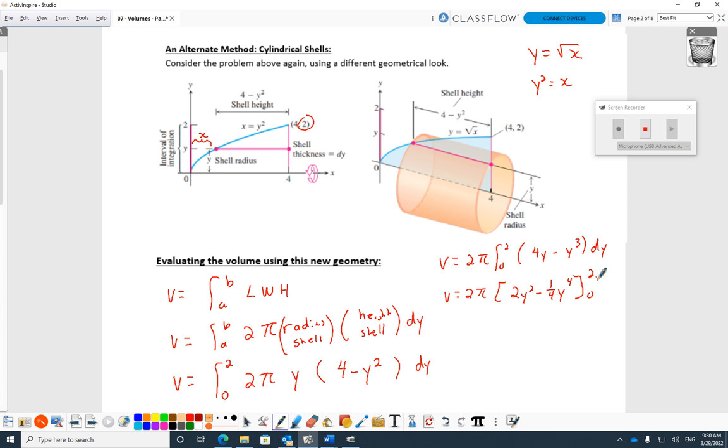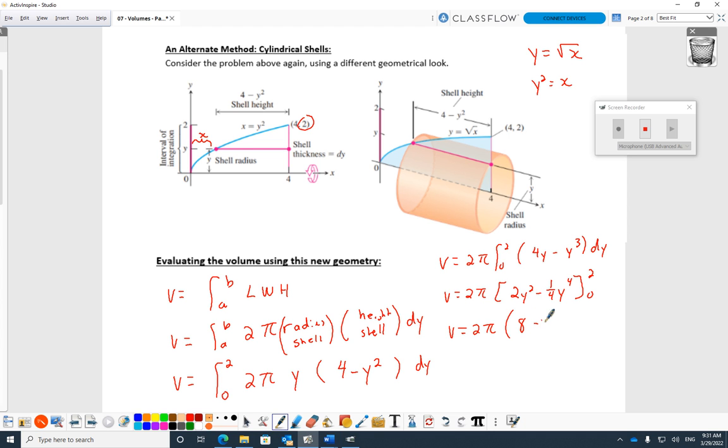Can you see that the second bracket, when I sub in 0, I'm going to get zeros all the way across? So I can just leave that out. That happens a lot with integrals during volumes, that second bracket is 0 anyways. So I get volume equals 2 pi. And when I sub in 2, I get 2 squared is 4 times 2 is 8.